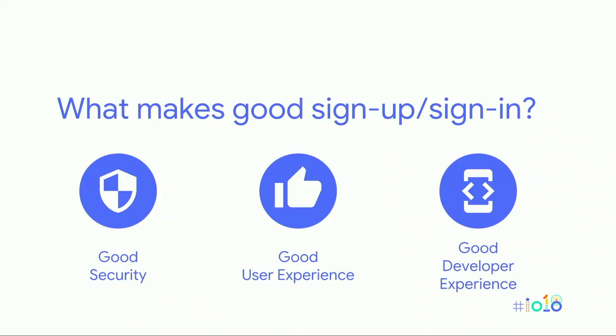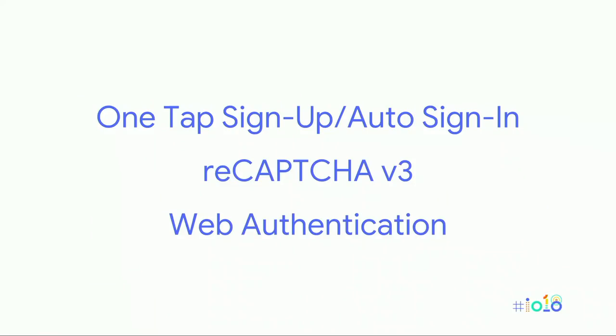And finally, good sign-up and sign-in are often overlooked as a critical part of user flow. Developers tend to be more excited about new ideas and innovative features and pay less attention to making their sign-up and sign-in secure and low friction. That's why it's important that building them is easy enough and low cost. With that in mind, today we'll cover three topics: one-tap sign-up and auto sign-in, reCAPTCHA v3, and web authentication. Let's get started.